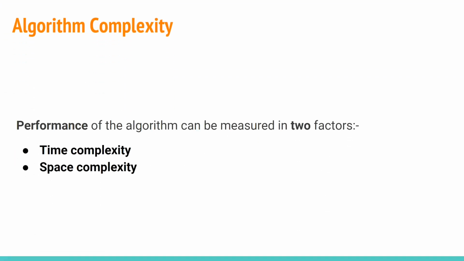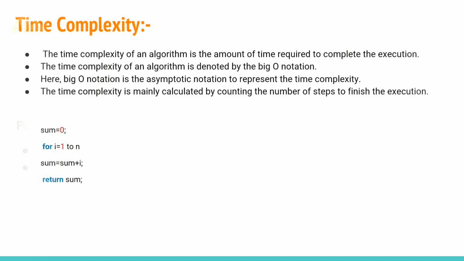Then the complexity of algorithm. The performance of the algorithm can be measured by two factors. First is time complexity and the second is space complexity. So what is time complexity? The time complexity of an algorithm is the amount of time required to complete the execution.